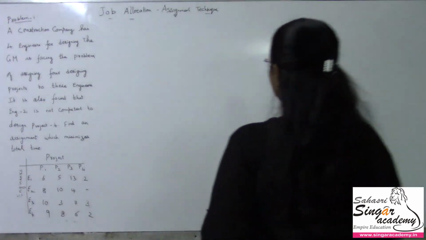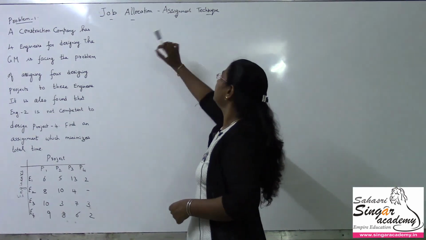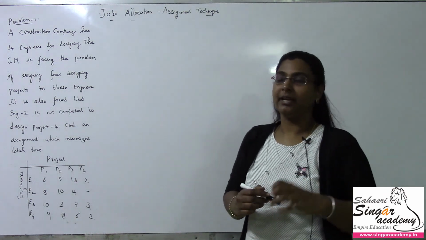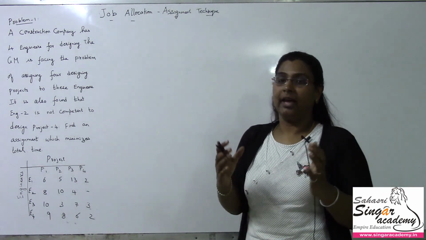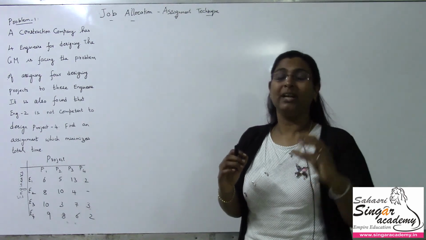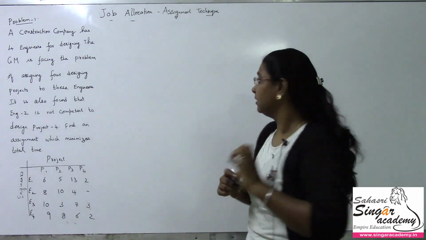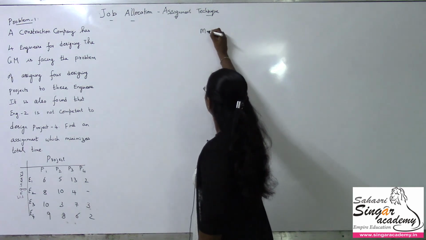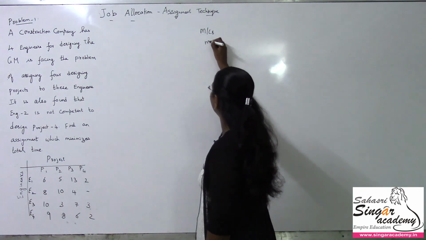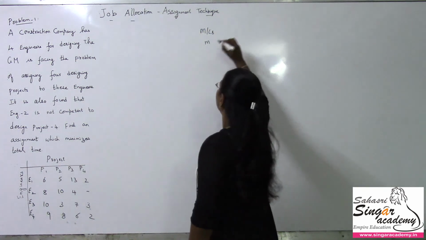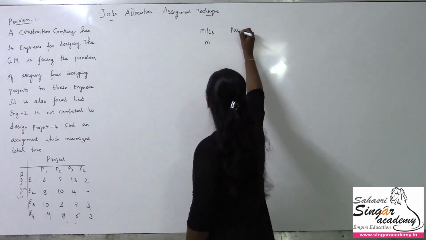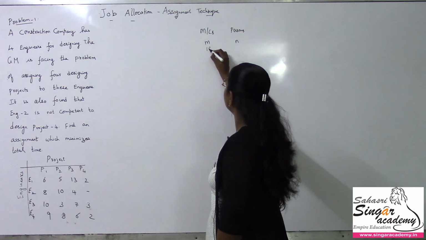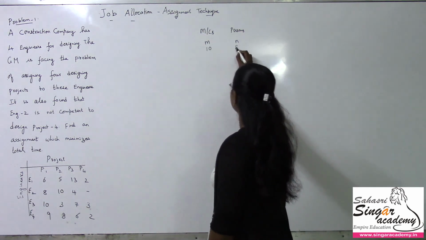In today's lecture, we will be discussing the job allocation assignment technique. In practical situations, there may be cases where M missions are available but only N persons are available. The situation may be like M number of missions, and the number of persons will be only N. Like 10 missions, but only 8 persons.